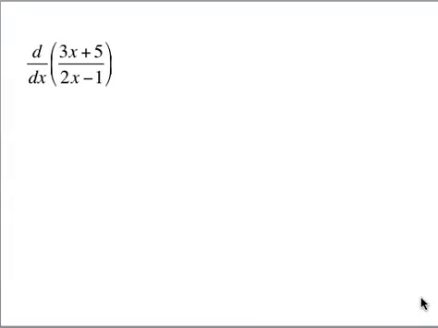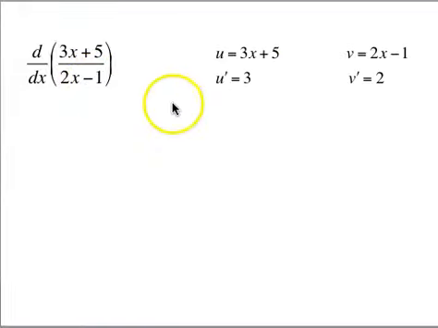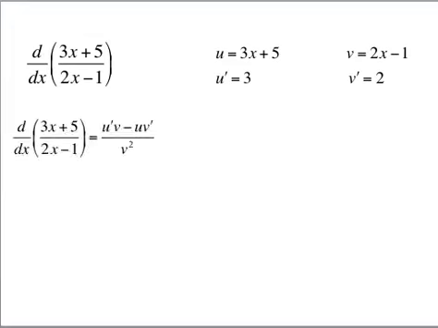So our first example is the derivative of 3x plus 5 over 2x minus 1. The derivative of the top is 3, the derivative of the bottom is 2, and no, we do not simply divide the derivatives, we have to use the quotient rule. So we'll define u as 3x plus 5. We'll define v as 2x minus 1 and find the derivatives. If u is 3x plus 5, u prime is 3. V is 2x minus 1, v prime is 2. So our rule is u prime v minus uv prime all over v squared. That's what we're going to use.